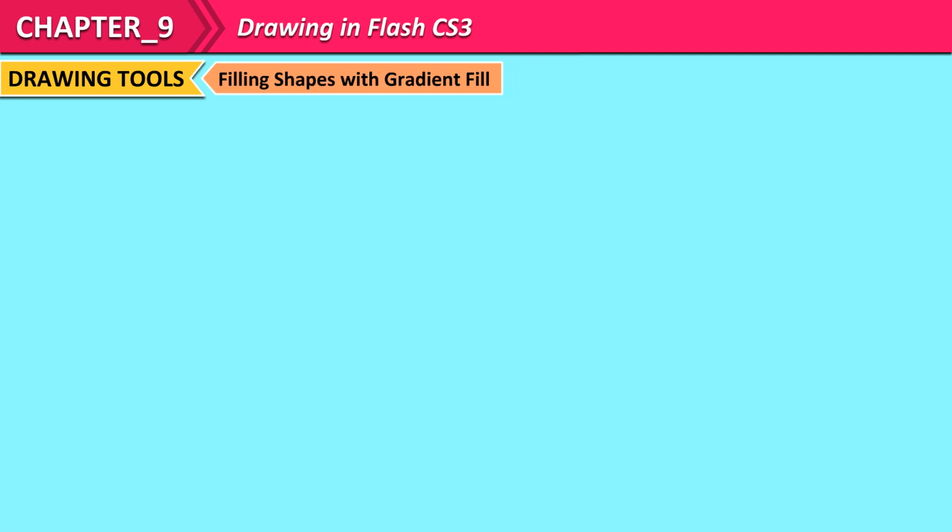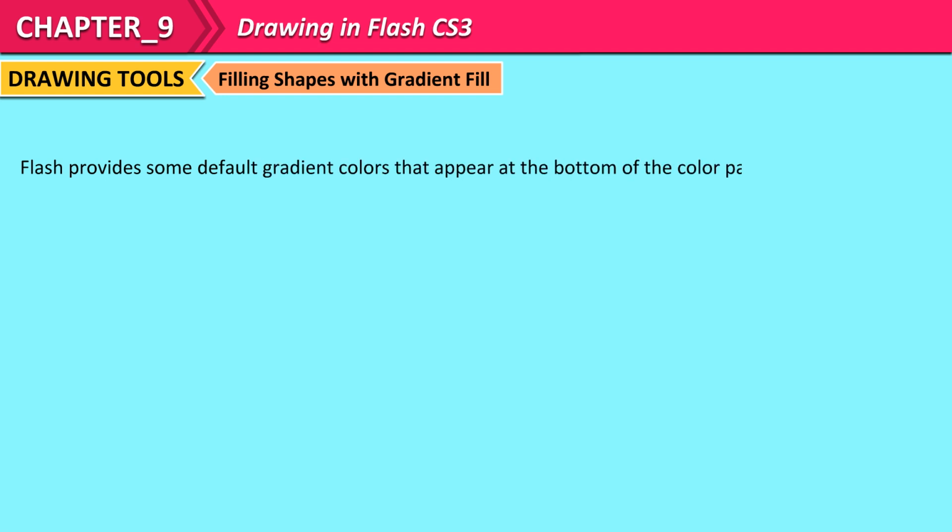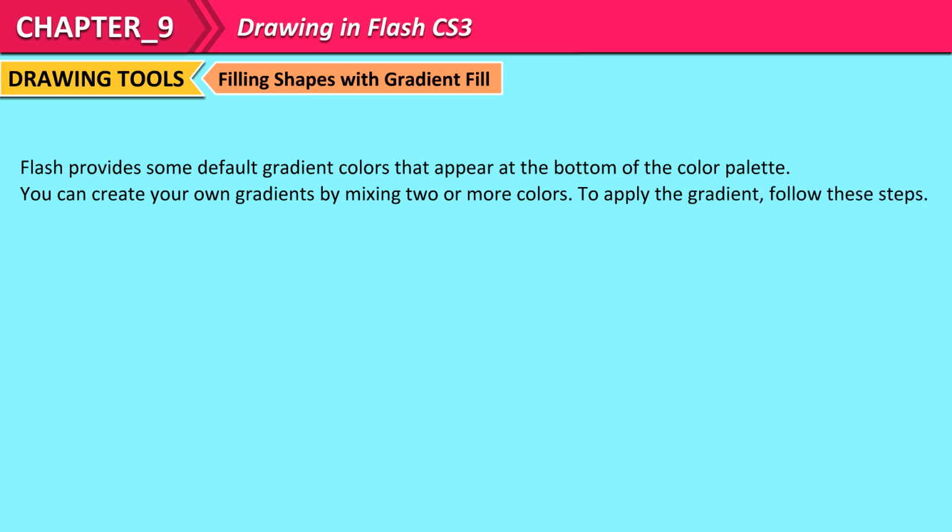Filling shapes with gradient fill. Flash provides some default gradient colors that appear at the bottom of the color palette. You can create your own gradients by mixing two or more colors. To apply the gradient, follow these steps.